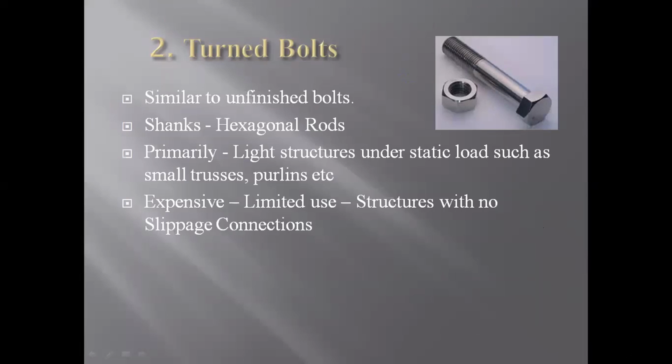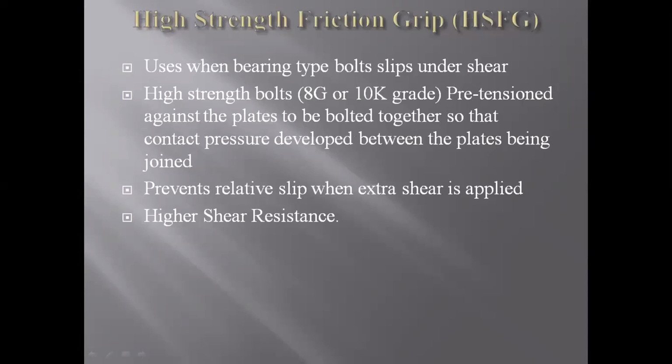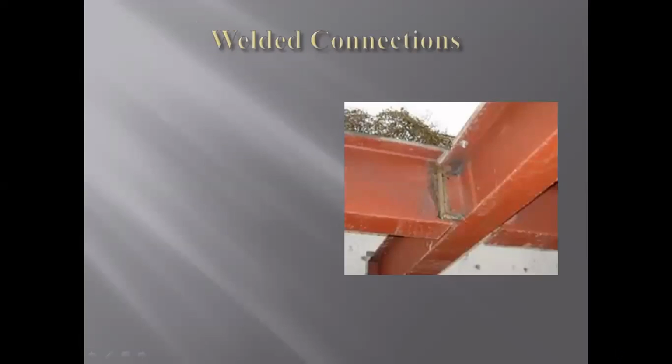And ribbed bolt, where the shank is not smooth. The shank is properly ribbed, where it will have more grip length. Right? Coming to high strength friction grip bolt and advantages and disadvantages, you can go through Amma.